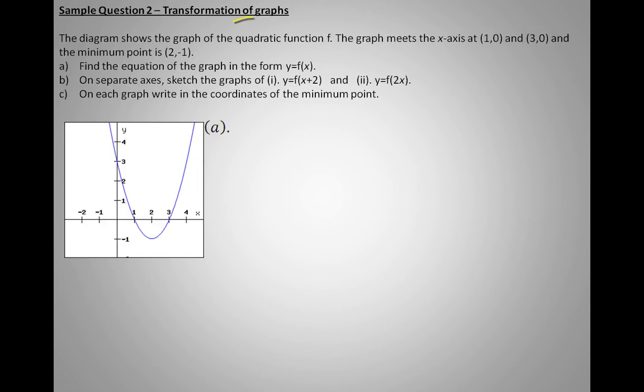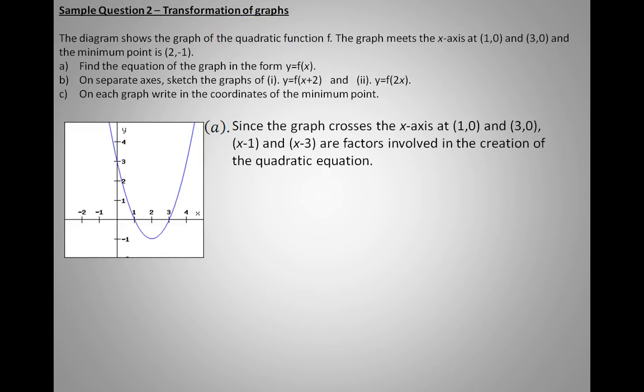We're told that the graph is of a quadratic equation, so there will be a maximum of two roots to the equation f of x equals 0. Since the graph crosses the x-axis at 1 and 3, we can deduce that the factors x minus 1 and x minus 3 will be involved in creating our quadratic equation. We can therefore write the equation in the form y equals a times (x minus 1) times (x minus 3).